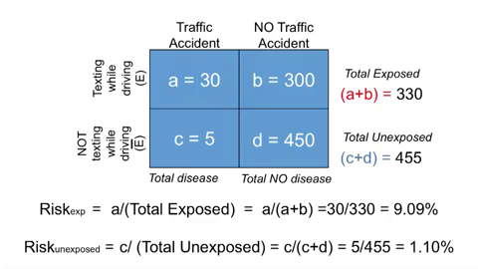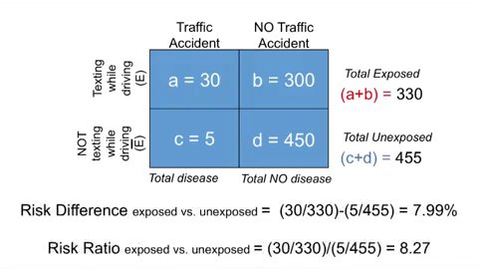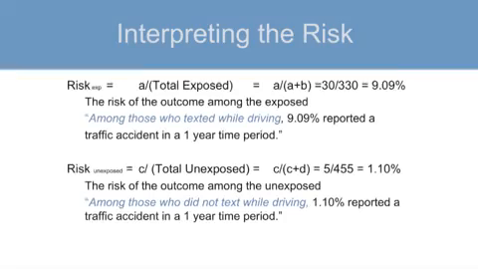We calculate both the risk in the exposed, 9.09%, and the risk in the unexposed, 1.10%, with the formulas on the slide. Now, to calculate the risk difference, you subtract the risk in the exposed minus that in the unexposed and get 7.99%. For the risk ratio, you divide the risk in the exposed by the risk in the unexposed to get 8.27.